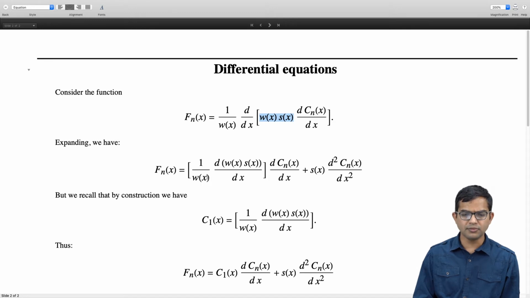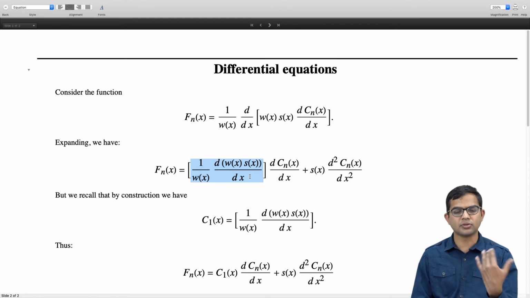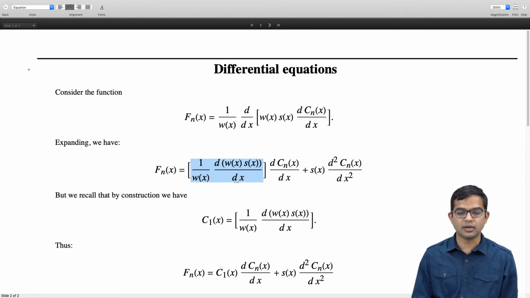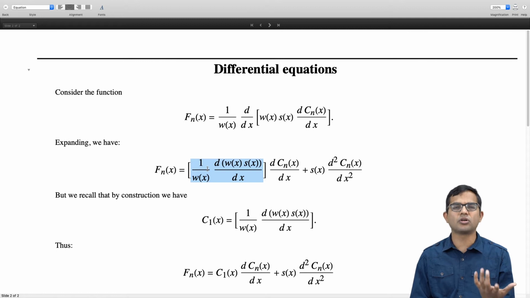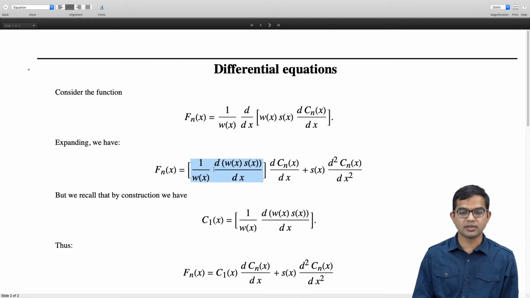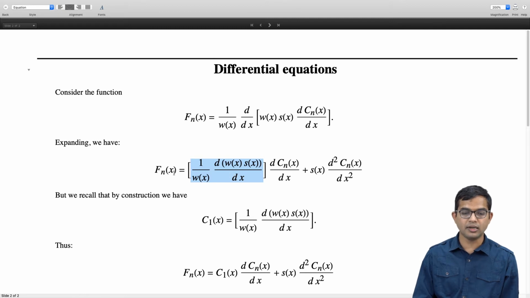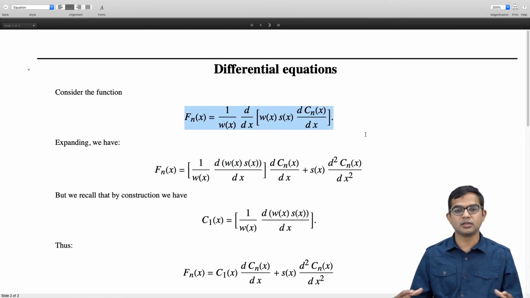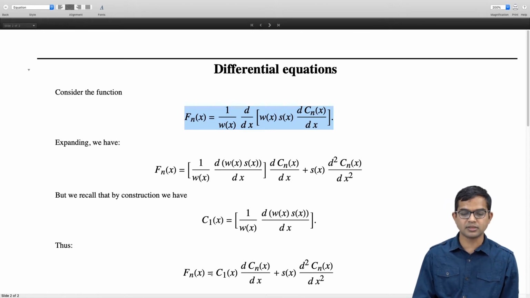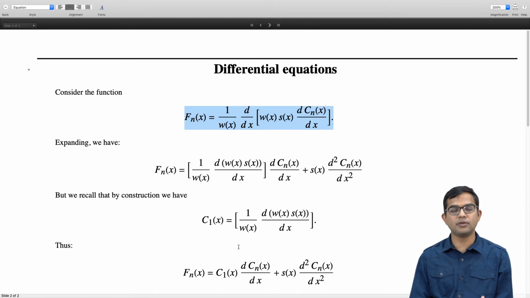Now, this object here, we should be able to identify it. From an earlier lecture you can go and recap that it is in fact nothing but the first of these polynomials, c_1 of x. c_0 of x is a trivial one. So we can go ahead and rewrite this complicated construction as nothing but f_n of x is c_1 of x times the derivative of the nth polynomial c_n of x, plus s of x times the second derivative of this nth polynomial.